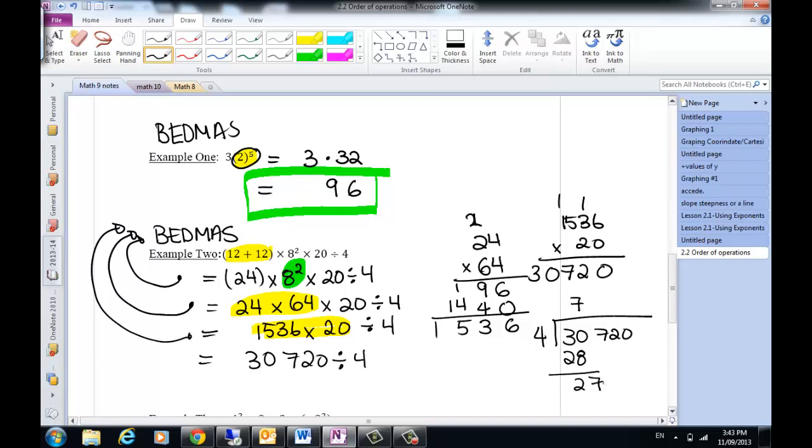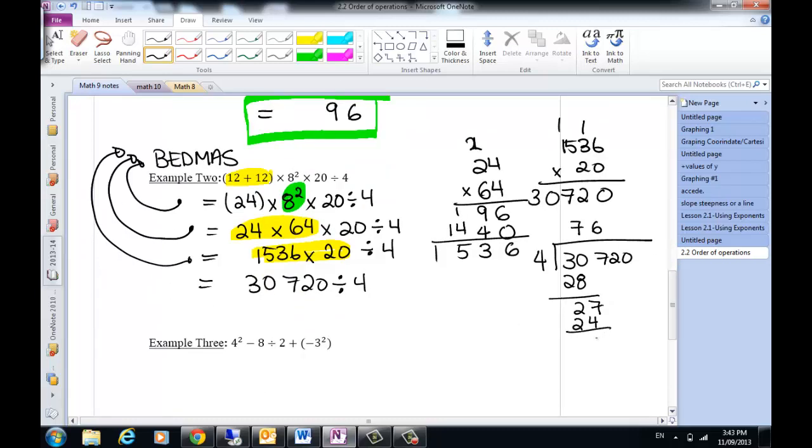And the closest 4 gets to 27 is 24, and that's 6 times. I have 3 left over, and I drop a 2 down. And the closest 4 gets to 32 is 8. And I drop my 0, and I just drop my 0 up top. So this will be 7,680, and that is my final answer. So we're just making sure that we're following BEDMAS every single step.